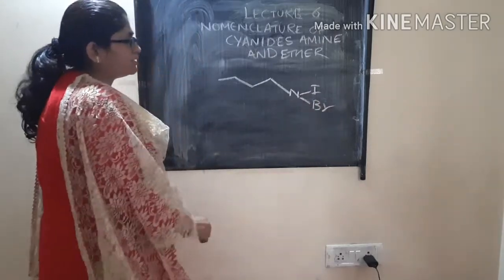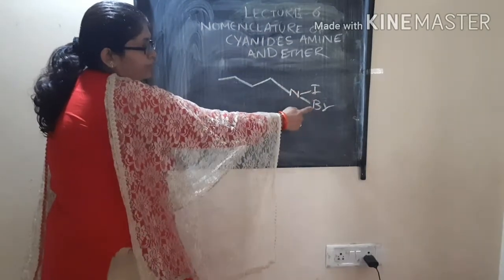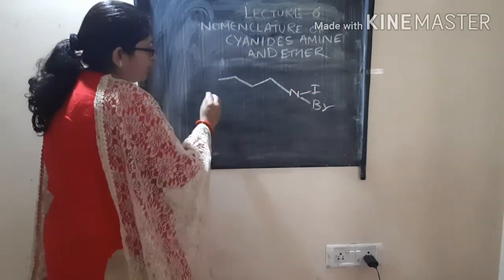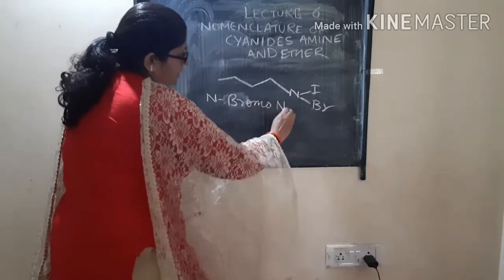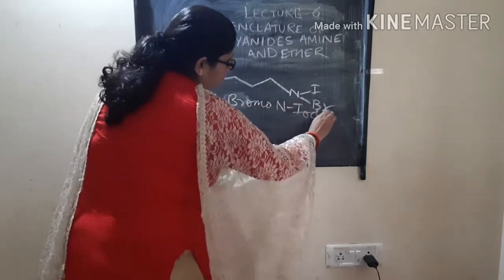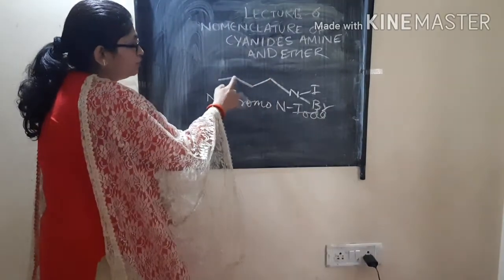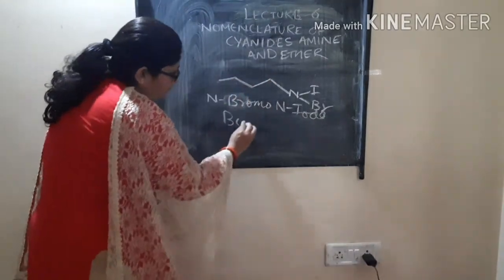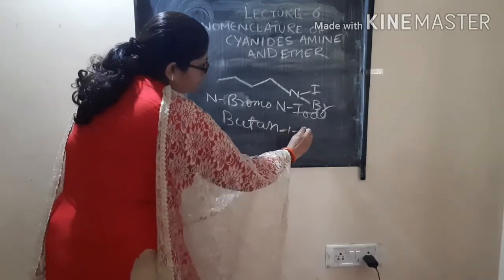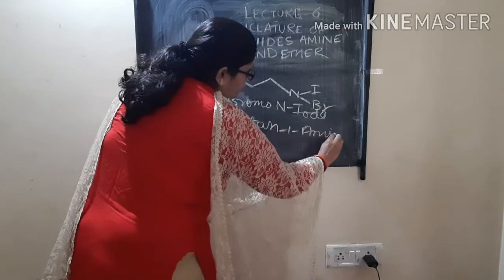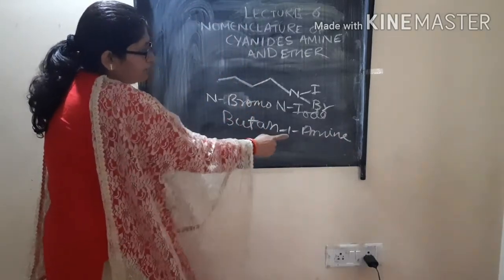How will you name this? Two substituents at the nitrogen, iodine and bromine. Then what will you write? N-bromo, N-iodo. How many carbon atoms? 1, 2, 3, 4. Butane, 1-amine. It will be 1, 2, 3, 4, butane-1-amine.